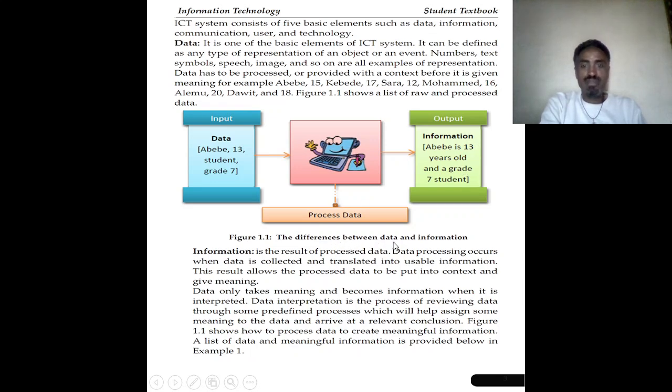The differences between data and information: here the figure shows us. Information is the result of processed data. The output is information. When we process the data, we get information or output. Data processing occurs when data is collected and translated into usable information. This result allows the processed data to be put into context and given meaning. For instance, every student has their own marks. The marks are data.